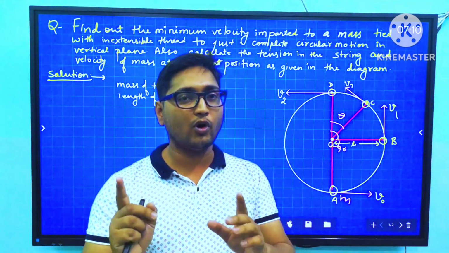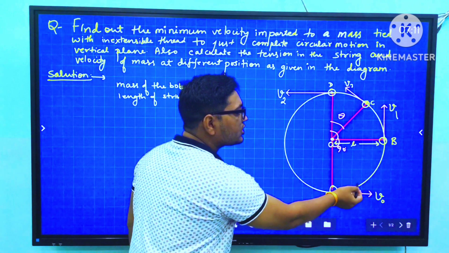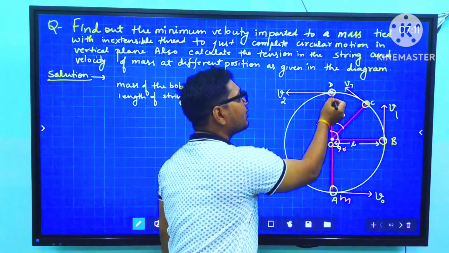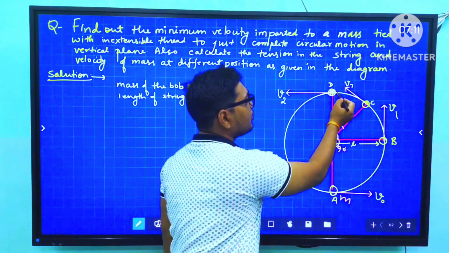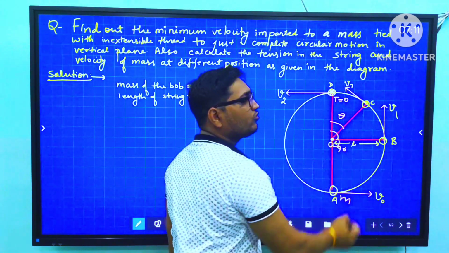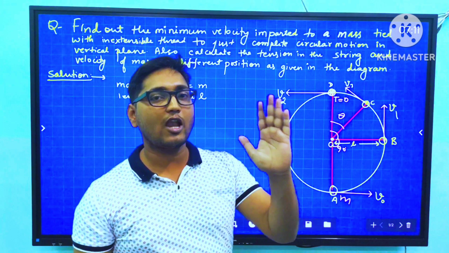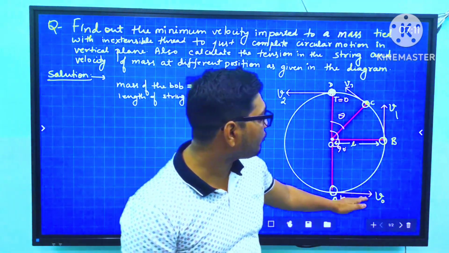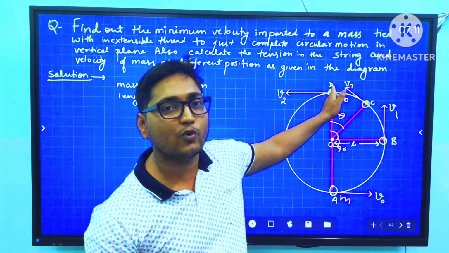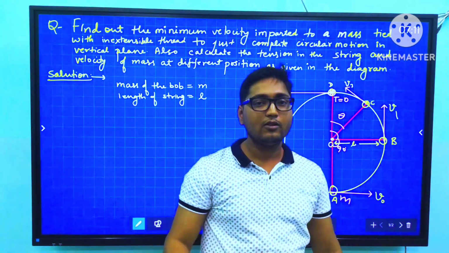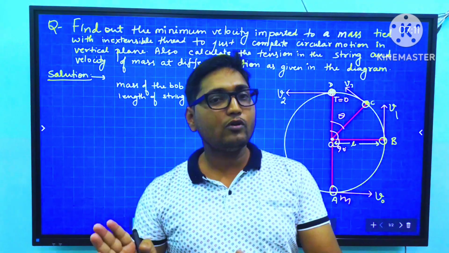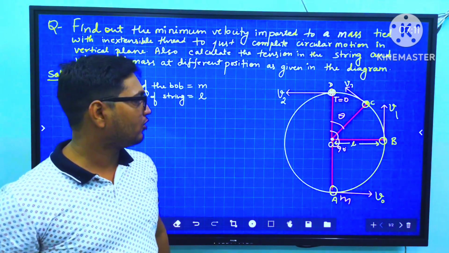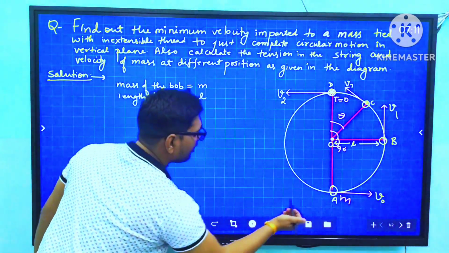The concept behind this problem is that the mass should just complete the vertical circle. So we can approximate that when the mass is at the highest point, the string has tension tending to 0. The string will become just slack at the highest point. That will be the limiting condition. If the velocity at the highest point is more than this minimum velocity, the object will be able to complete the vertical circular motion. So we will start considering this concept from the lowest point A.